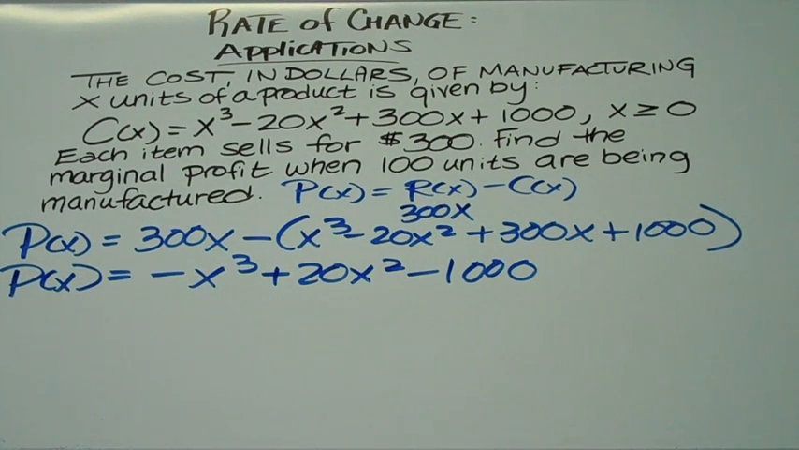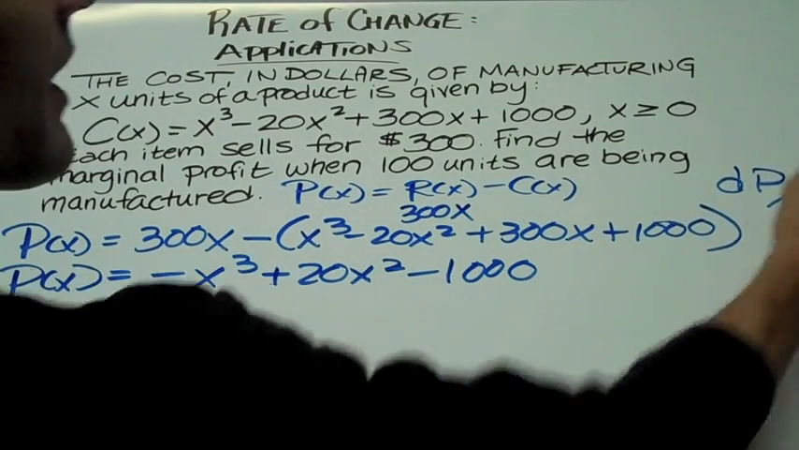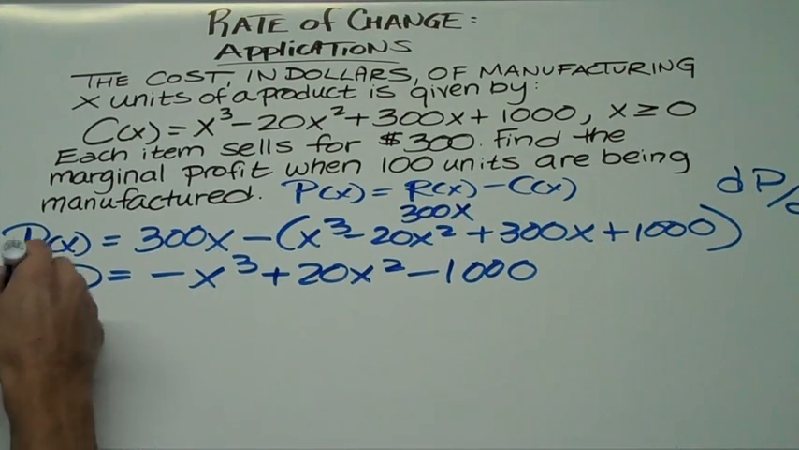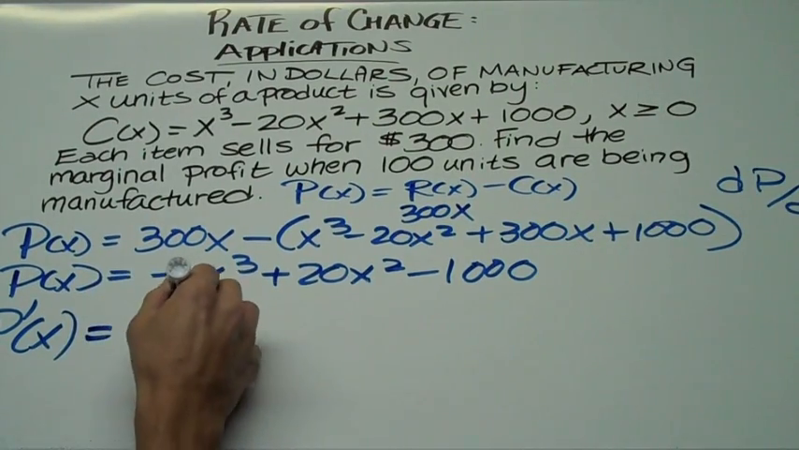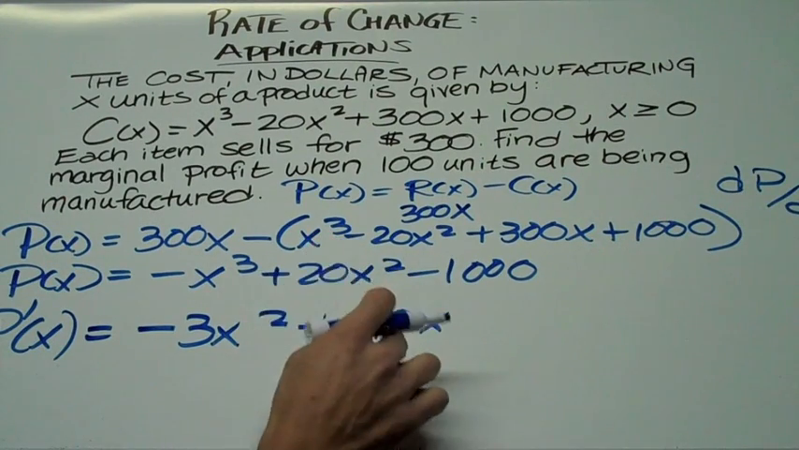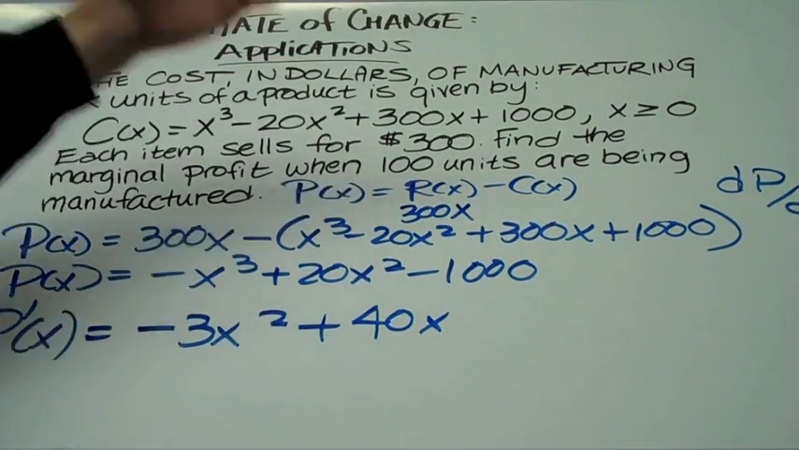So I want to find marginal profit. You have to know that marginal profit is going to be dP dx, where x is the number of items manufactured. Another way to say that is, I'm looking to find P dash of x. P dash of x is going to be negative 3x squared plus 40x. I get that from there and there. Here's our general statement for marginal profit. Let's find the marginal profit when 100 items are produced.